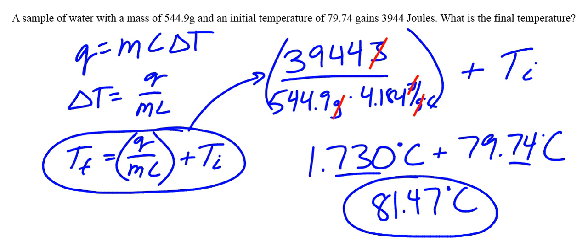And that would make sense, because if you look at the question, I'm gaining energy, so my final temperature should be higher than my initial. My initial temperature was 79.74 and I gained energy. I should have a number higher than 79.74, and I do.